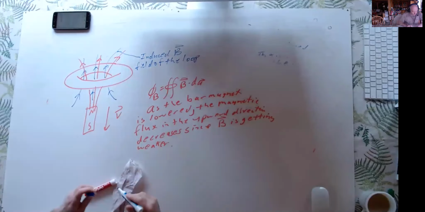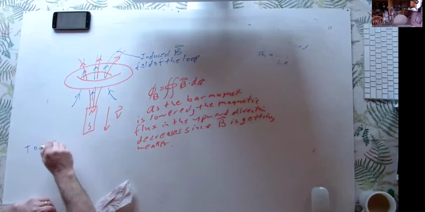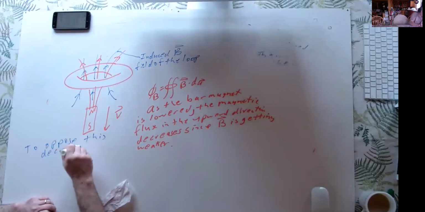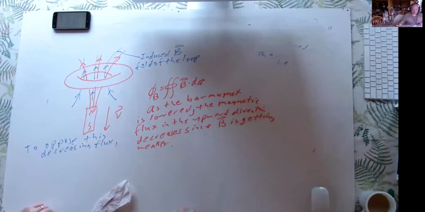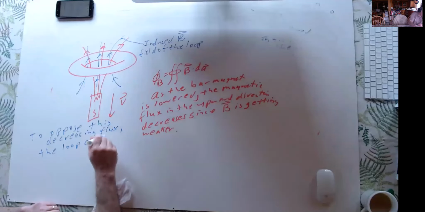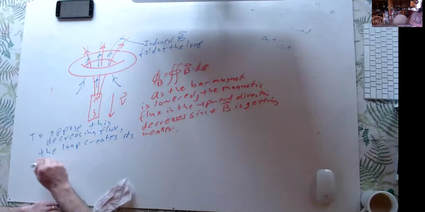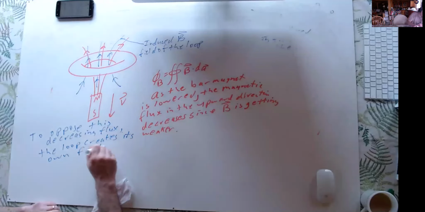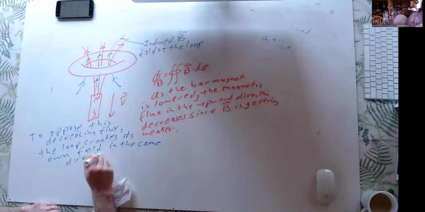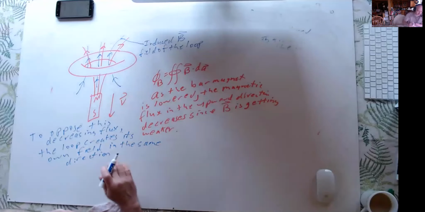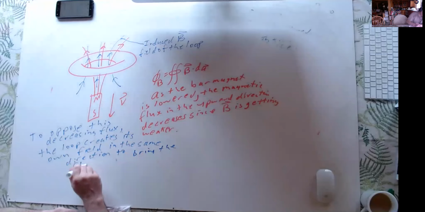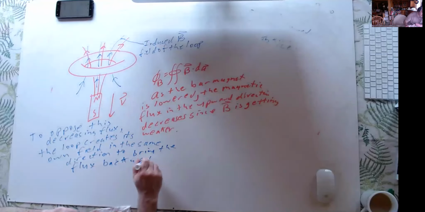Okay, so to oppose this decreasing flux, the loop creates its own field in the same direction, to bring the flux back up to what it used to be.